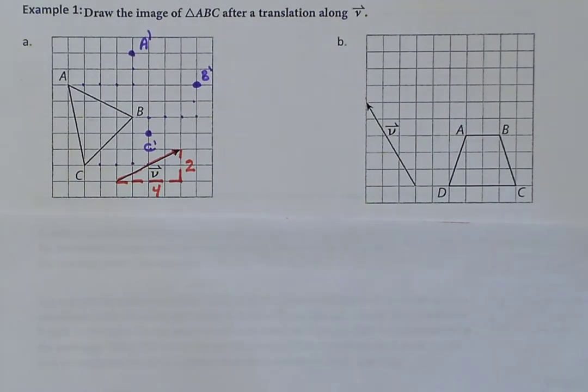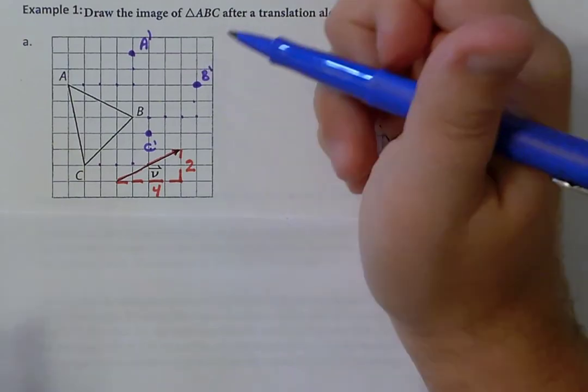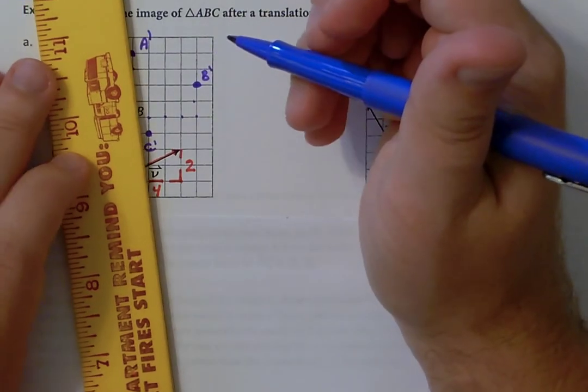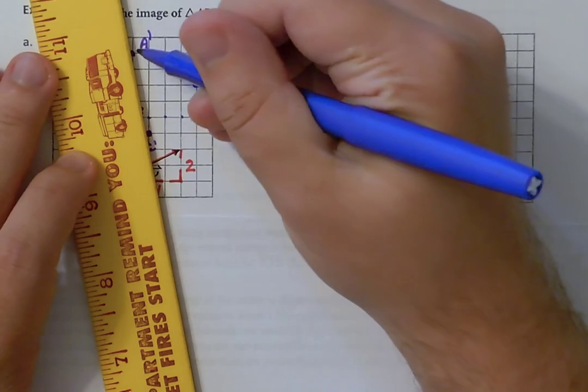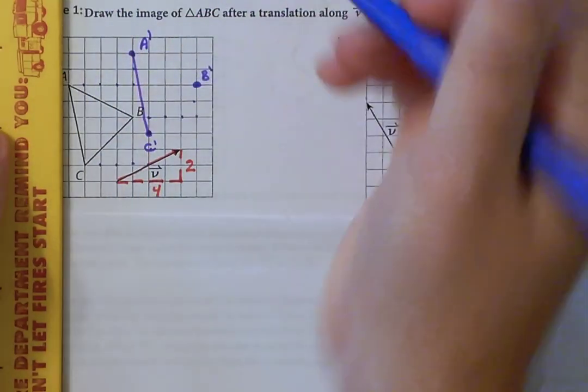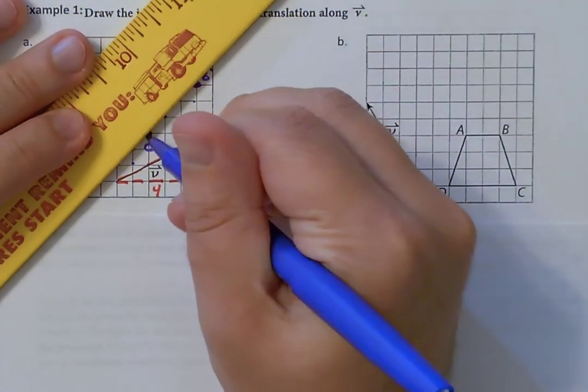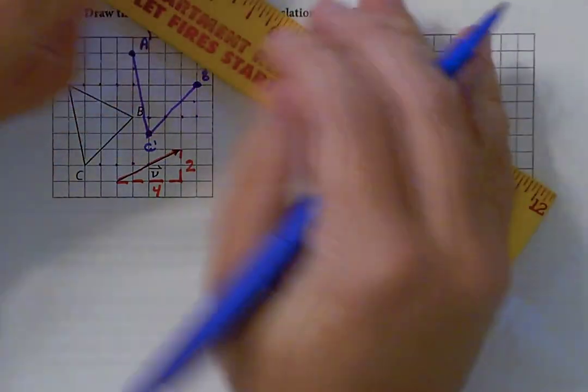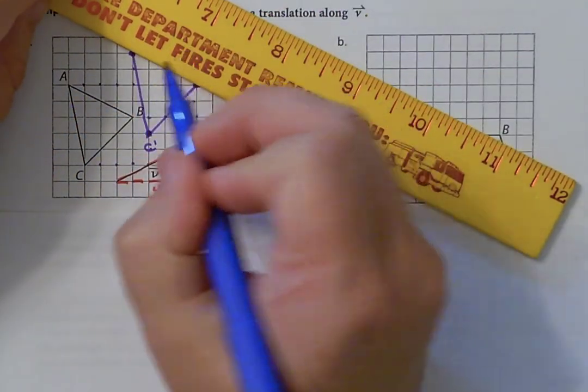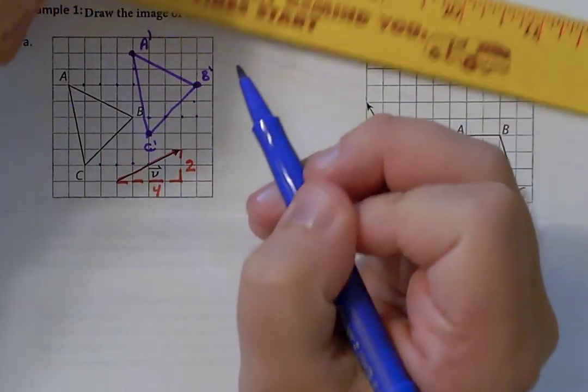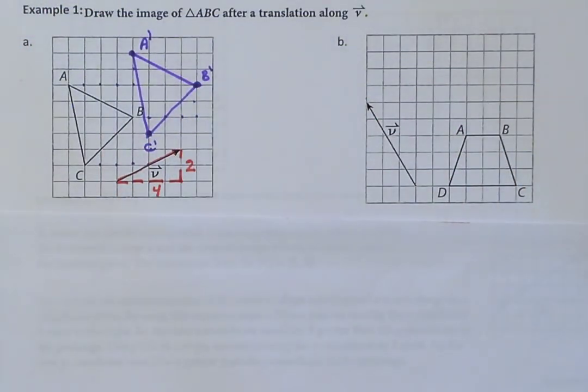Now, unlike when we talked about this in section 1.3, for these ones we're not worried about the actual coordinate point. We're just drawing it after a translation along the vector. So at this point, all you would need to do is just go through and connect your points for your shape. And your triangle looks like that. So each point of this triangle was moved to the right 4 and then up 2.